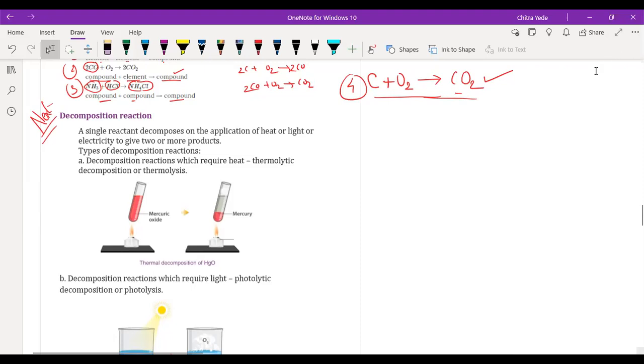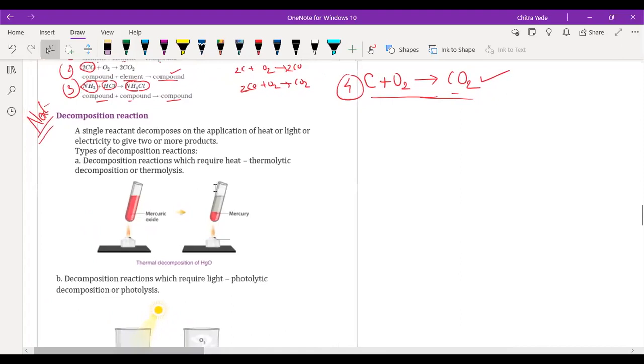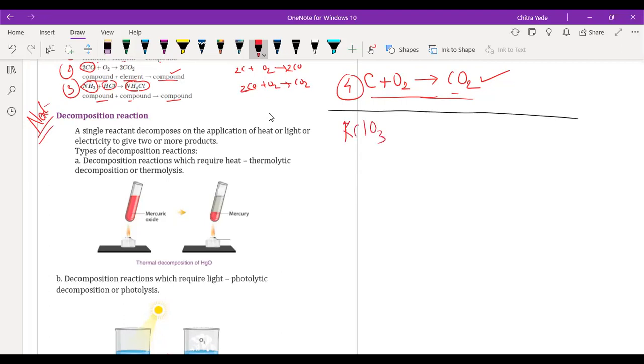Yeah. So now we are going to discuss the decomposition reaction. It is just the opposite of the combination reaction. See what decomposition reaction says. Suppose we have one reactant, and it is KClO3. What is KClO3? It is potassium chlorate.